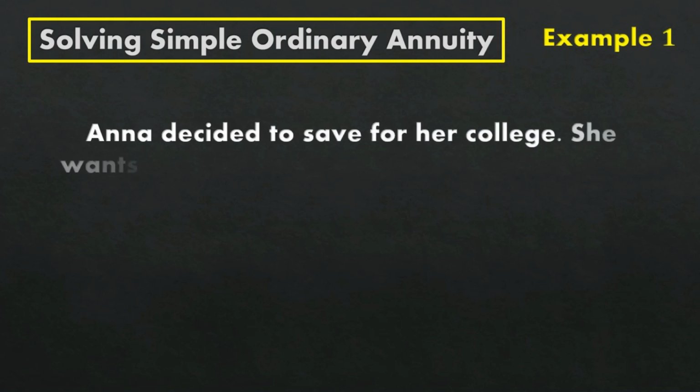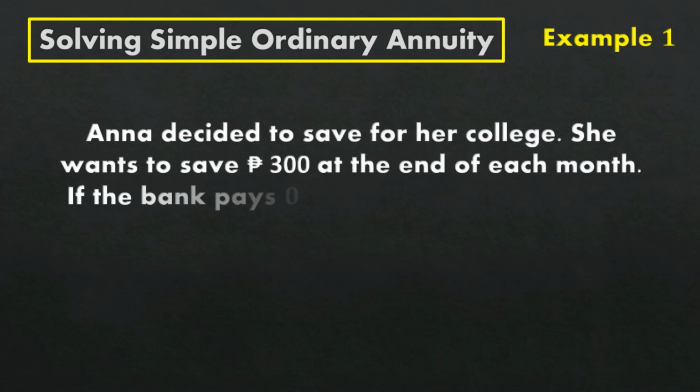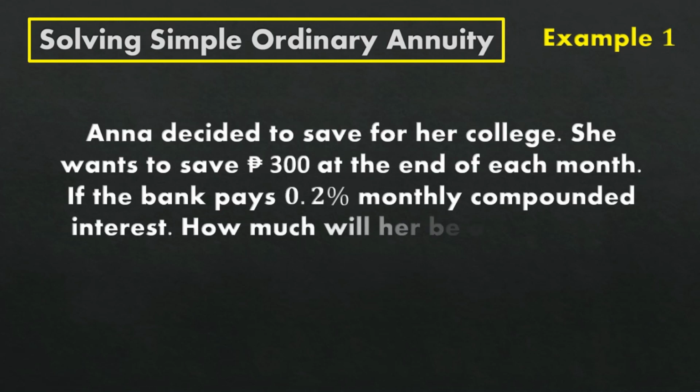So, Anna decided to save for her college and she wants to save 300 pesos at the end of each month. If the bank pays 0.2% monthly compounded interest, how much will her money be at the end of 5 years? So, breakdown natin yung problem. Kung mapapansin ninyo, nakalagay dyan ay end of each month. So, definitely, that will be an ordinary annuity.